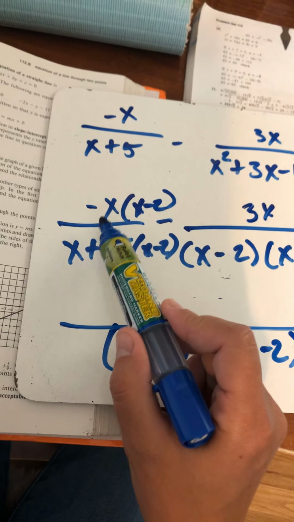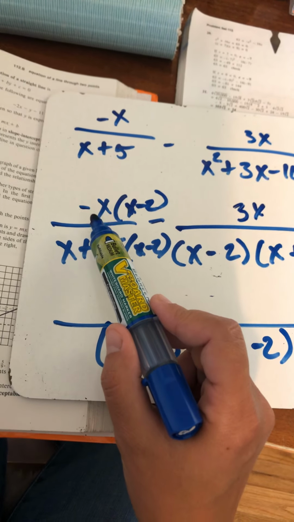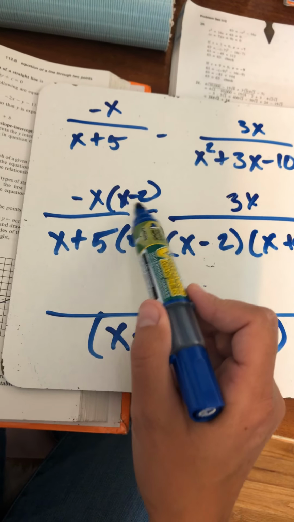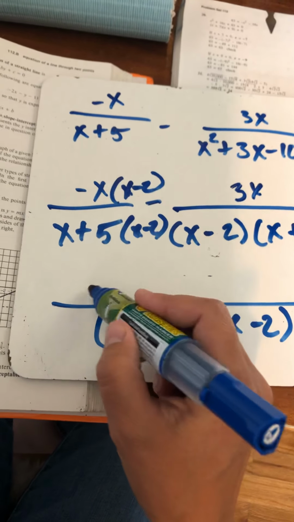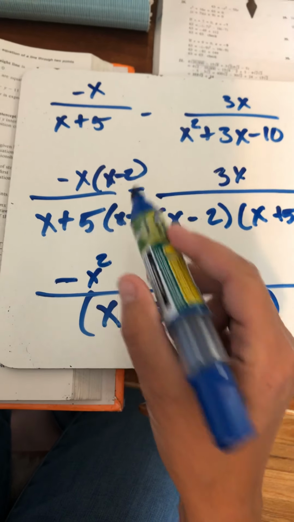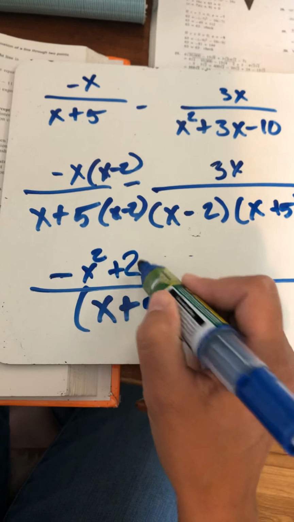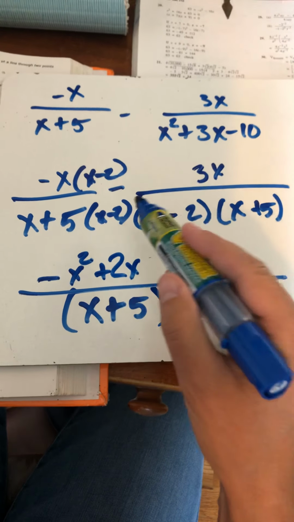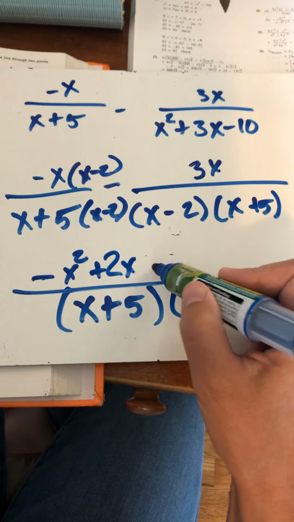and then I'm going to go ahead and do this step as well, where I'm using my distributive property to multiply my negative x by my x minus 2, which will give me negative x squared. Negative x times negative 2 gives me a positive 2x. And then I've got my minus 3x here.